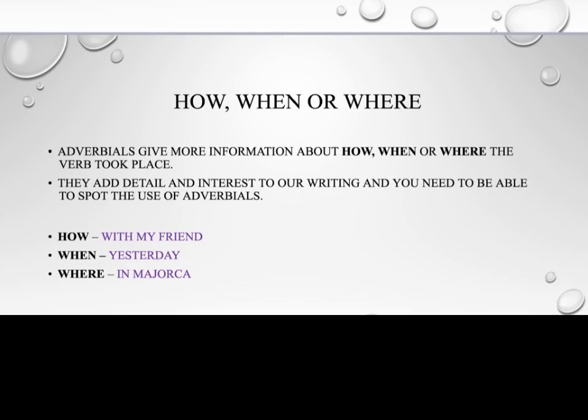So adverbials can give more information about how, when or where the verb took place. They add detail and interest to our writing, and you need to be able to spot the use of adverbials. So we've looked at the fact that they add more information to the verb. We know we can spot a verb in a sentence, so then we're adding information about how, when or where the verb took place. So, for instance, if we took my sentence I used on the last slide, I like swimming.